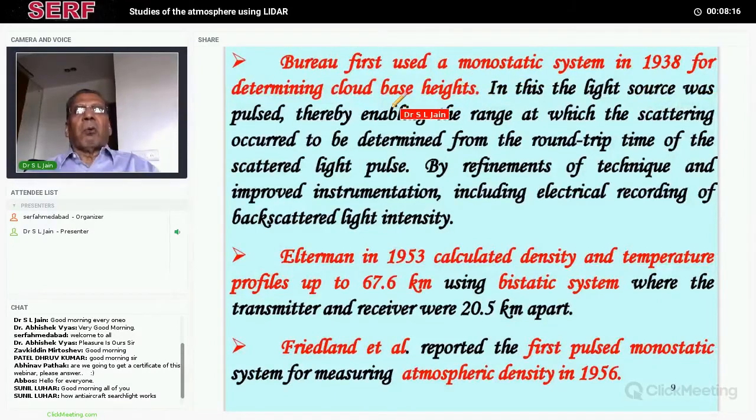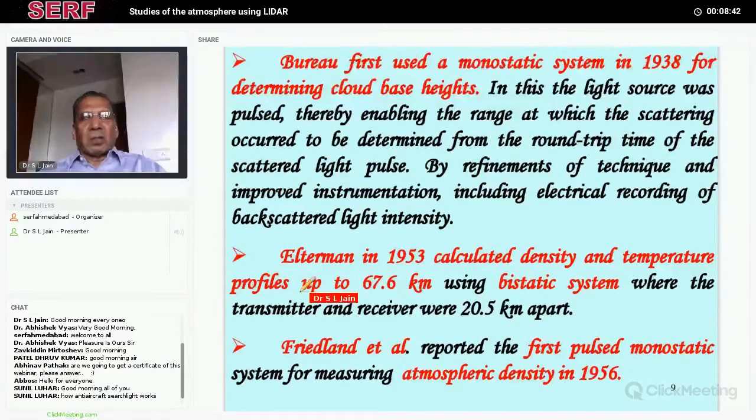In 1938, for determining cloud base height, the light source was pulsed, thereby enabling the range at which the scattering occurred to be determined from the round trip of the scattered light pulse. By refinement of the techniques and instrumentation, more and more improvements were made in the systems. And Elterman in 1953 calculated density and temperature profiles up to 67.6 km using a bistatic system. In a bistatic system the receiver and transmitter are separated by a few meters or a few kilometers. In that case they were particularly put 20.5 kilometers apart.